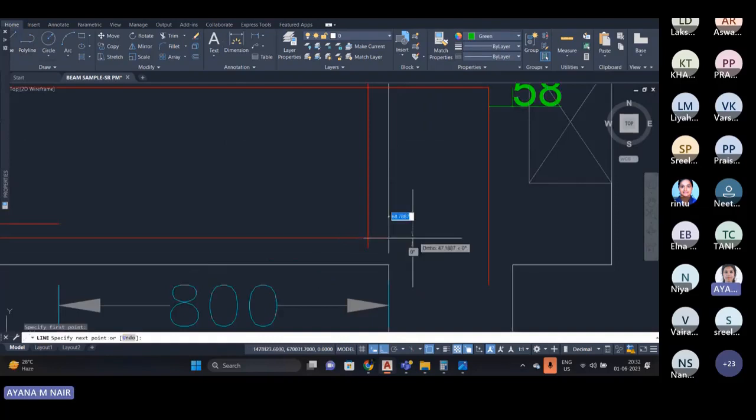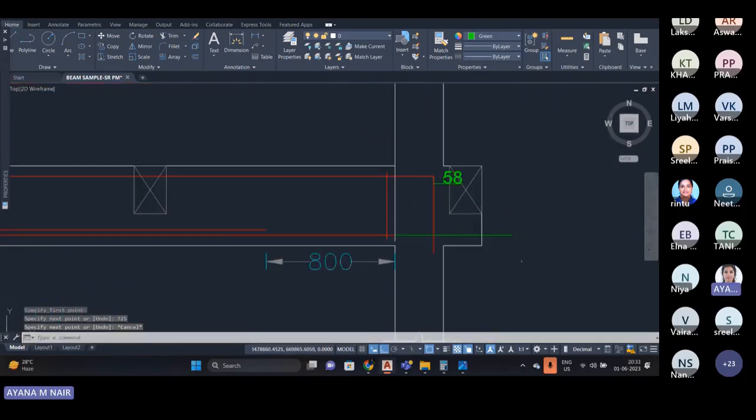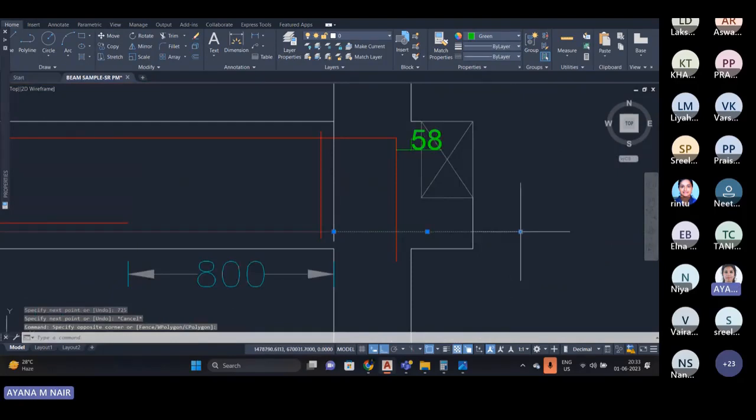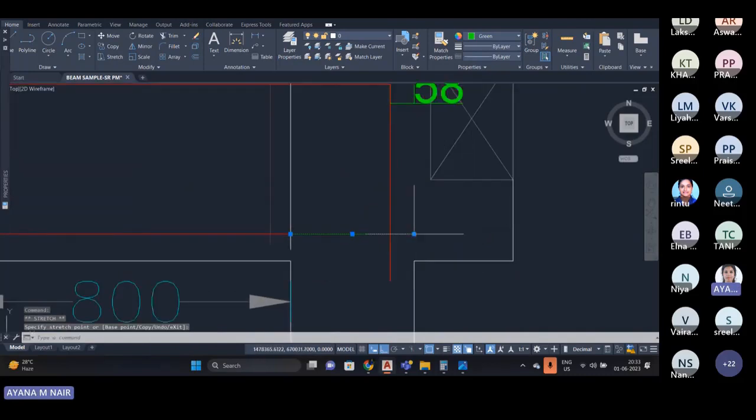So the development length should be provided as I have told you, 725. So it will come out of this beam section. Select this and pull out here. So there is a cover. So minus that cover from this distance, that is 58.